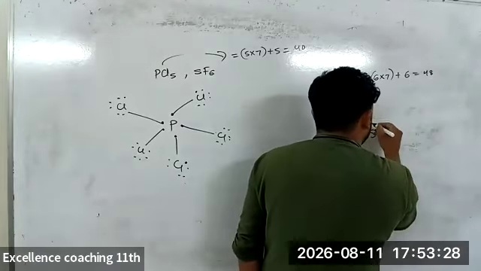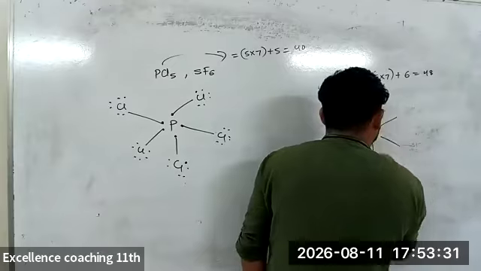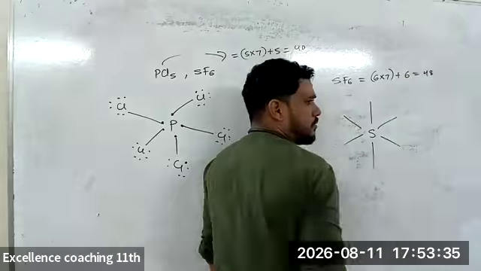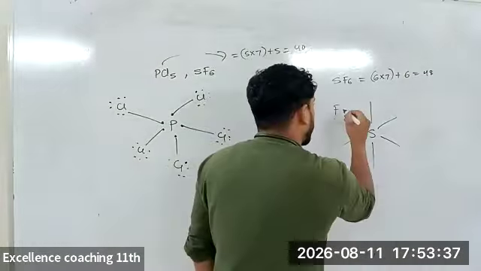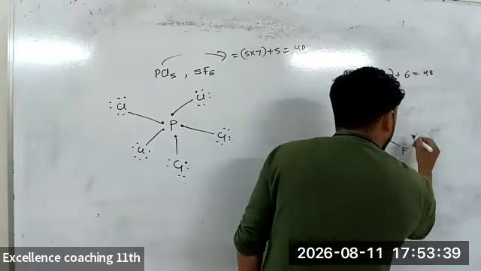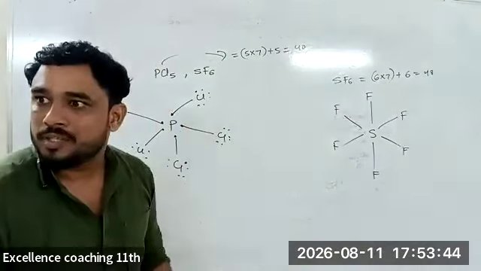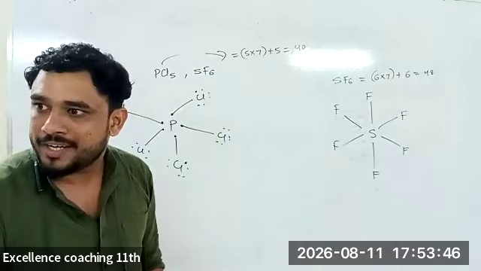So sulfur I will draw like this. 1, 2, 3, 4, 5. 1, 2, 3, 4, 5. Check. It will come like this for fluorine, for SF6. Check. Very stable. A very much highly stable compound. But does the central atom follow the octet?